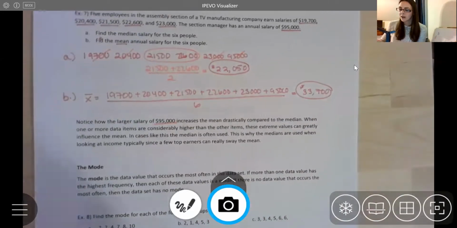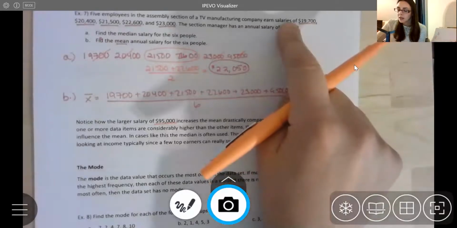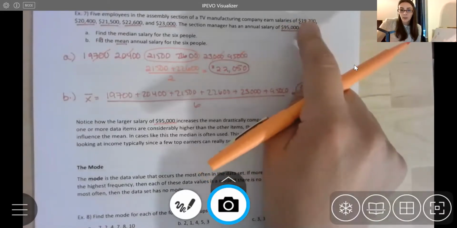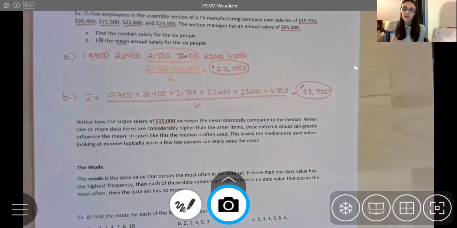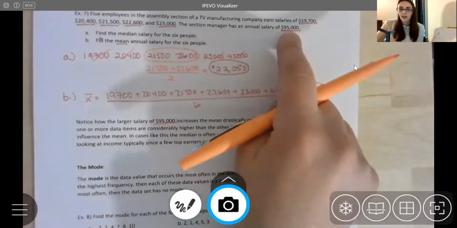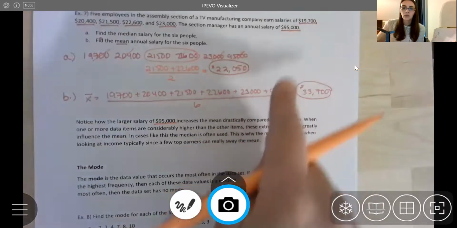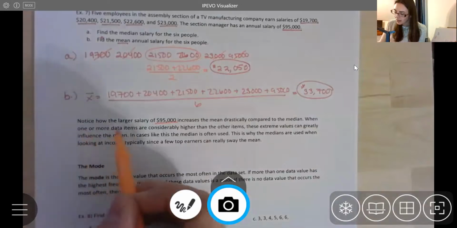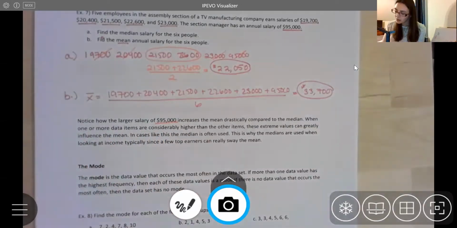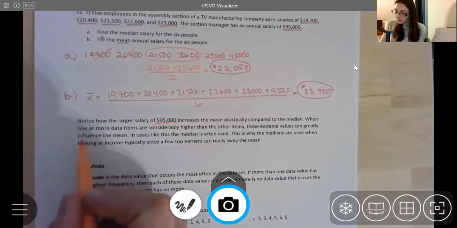If you think about it here, if I were to exclude the manager's salary, then my mean would probably be around maybe 22,000, right? Because people are making between around 20,000 and 23,000. Everyone's pretty consistent. But that manager's salary of 95 is so much larger that it's really throwing that mean score off, pulling it really high. So when one or more data items are considerably higher than the others, or considerably lower as well, it works the other way, then these extreme values can greatly influence the mean.